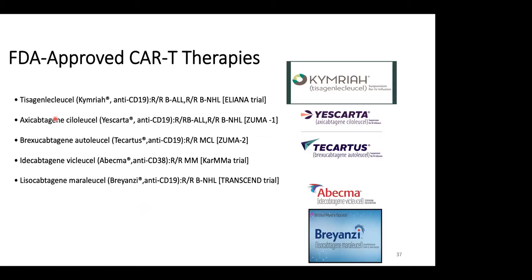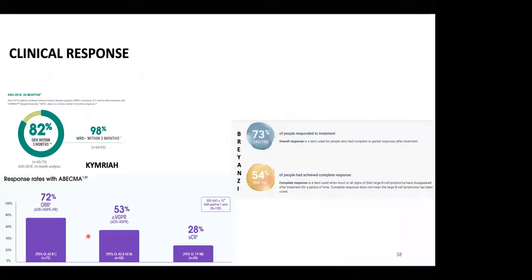These are all going to be a little difficult to pronounce words. You have tisagenlecleucel, or the brand name being Kymriah. It is by the company Novartis, the first to bring CAR T into market. We also have axicabtagene ciloleucel, brexucabtagene autoleucel, idacabtagene vicleucel, and lisocabtagene maraleucel. So these are the FDA-approved CAR T therapies in market.